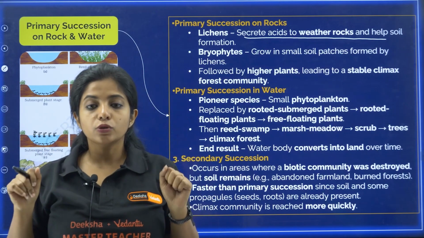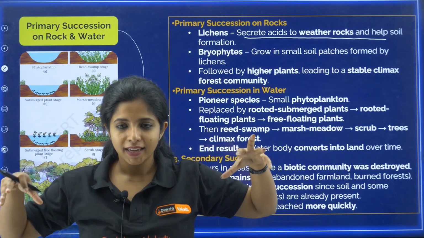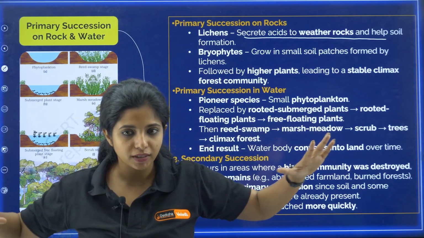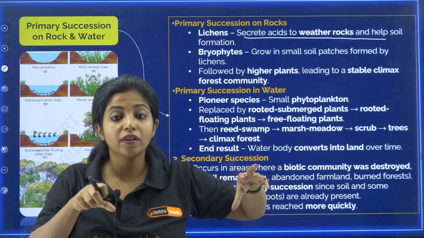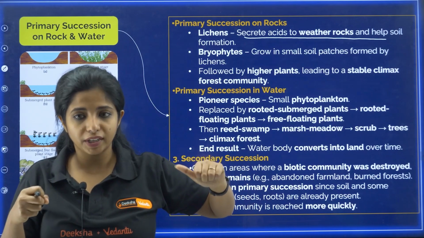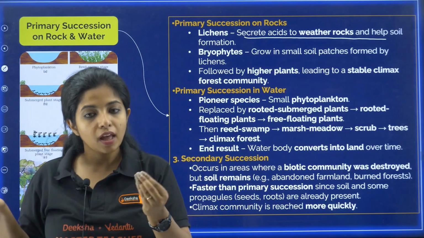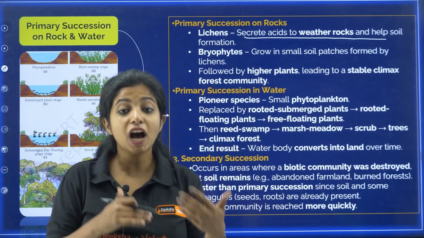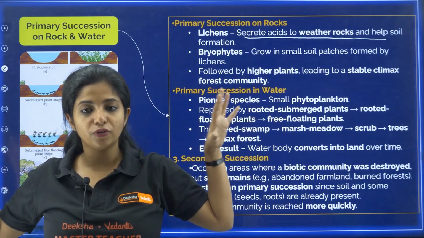Algae and a fungus. So it secretes acids, and this acid is going to weather the rock and help in the soil formation. Now the soil has formed, what will come in? The things that need less water requirements and things like that, such as bryophytes. Okay, so bryophytes will be growing in the small soil patches that is formed by what? Lichen. And after that it will be followed by higher plants, leading towards stable climax forest community.